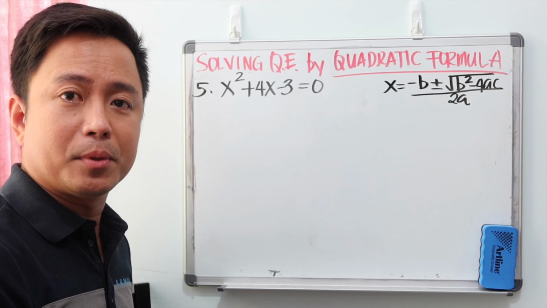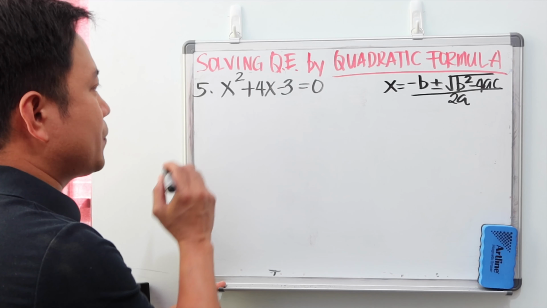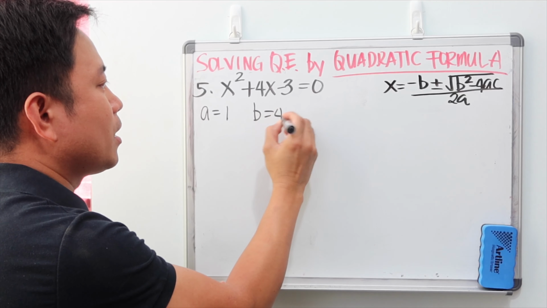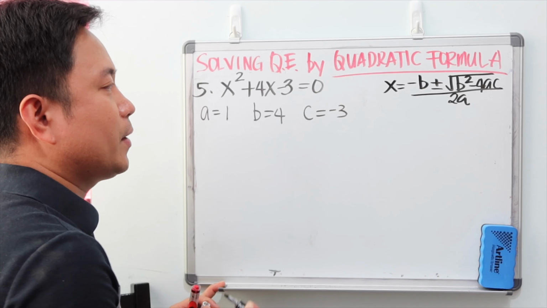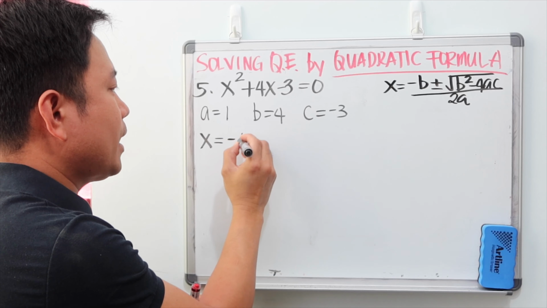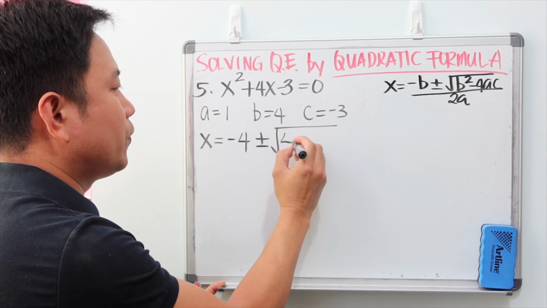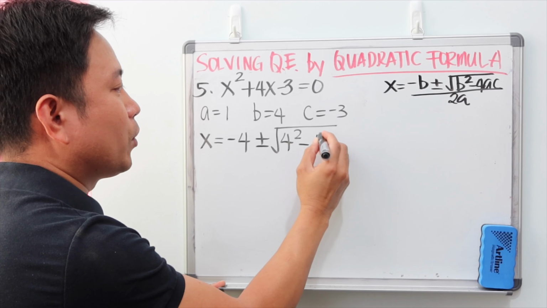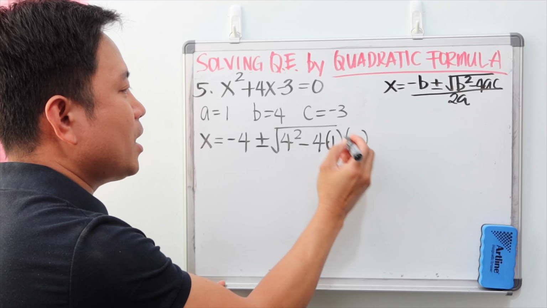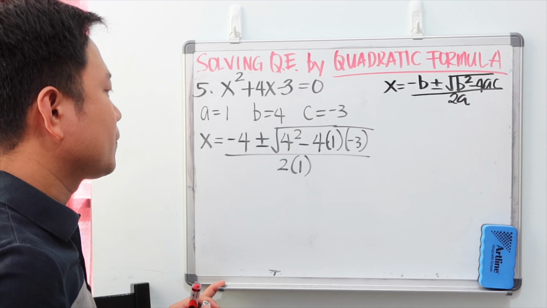For the fifth example, we have x squared plus 4x minus 3 is equal to 0. So a is 1, b is 4, and c is negative 3. Same thing, we need to plug it into the formula. We have negative 4 plus or minus the square root of b squared, so we have 4 squared, minus 4ac, so 4 times 1 times negative 3, and then we have 2 times the a value 1.